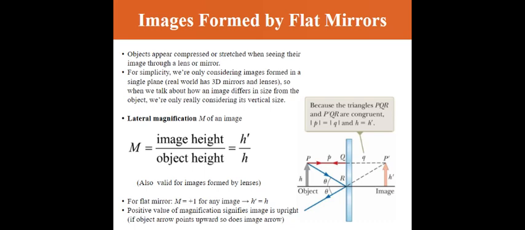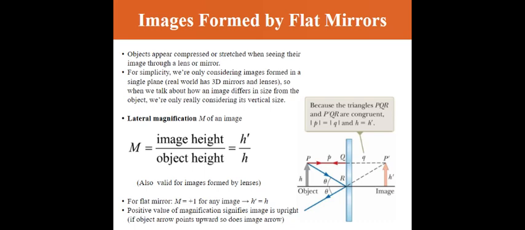So the lateral magnification, written as M, is just the ratio of the image height to the object height. If the ratio is bigger than 1, the image is bigger than the actual object, and if it's less than 1, it's smaller. So for your rear view mirror, rear view mirrors have a magnification of usually less than 1, to make all the cars look smaller than they actually are.